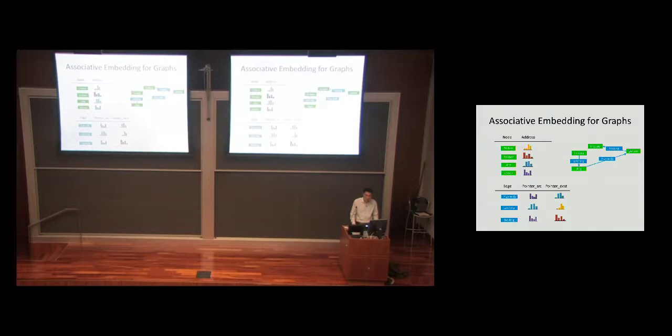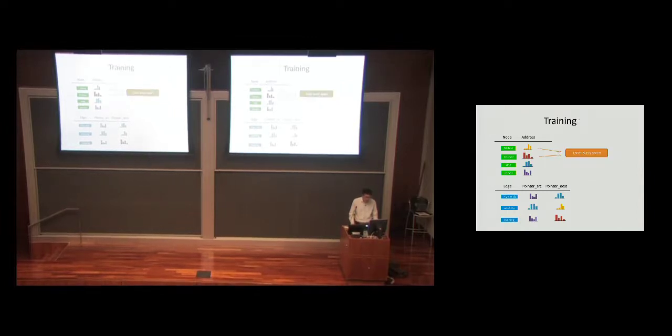Now, the essential idea is to represent the graph as a list of nodes, each with an address, and a list of edges, each with two pointers. Right? So the pointers point to the nodes that an edge connects. And in training, we have a loss function that says the network has to assign different addresses for different nodes. Right? The addresses have to be all distinct from each other. And then the pointers have to be similar to whatever they are pointing to. Right? So we have essentially, again, the metric loss that pushes some embeddings apart and pulls some embeddings together.